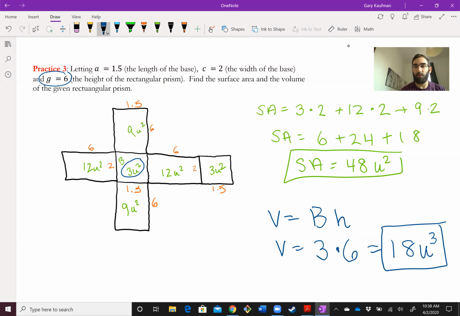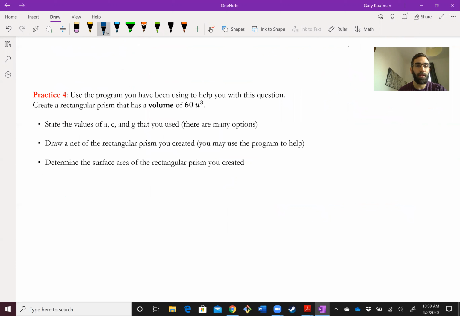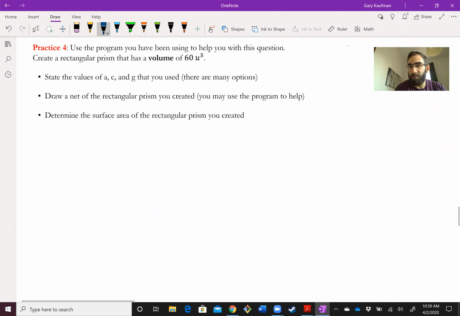Now the last few questions of this are requiring you to use your knowledge in a different way. And these are the types of questions that you can expect on the summative. I'm not just going to ask you to find the surface area and volume. I'm going to be asking you questions more of this nature. So use the program to help you. Feel free.